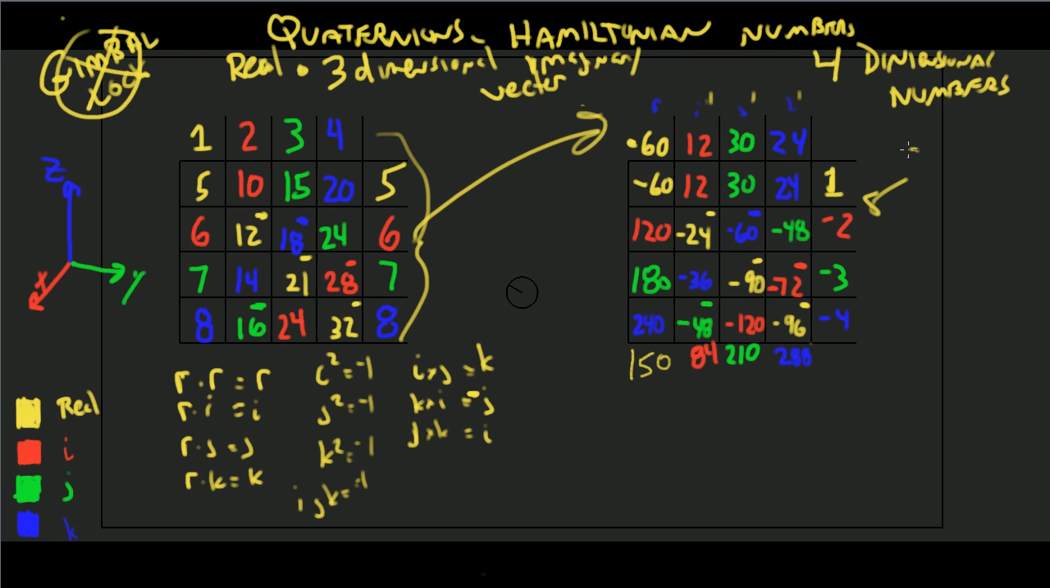So the conjugate. The conjugate is basically the real number remains the same, and you flip the signs on the imaginary portions. That's another way to basically define the conjugate. It's probably the one that's going to have to stick.